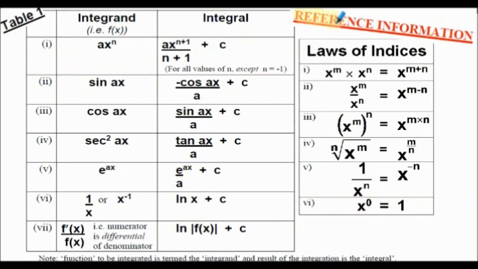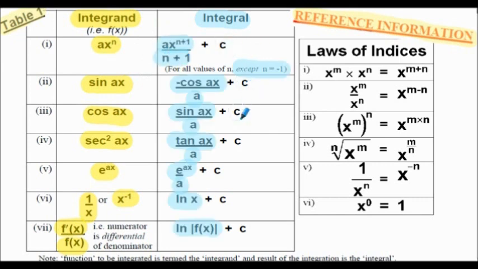Here's some reference information extracted from our previous presentation related to standard integration and use of standard forms. This is table 1 from the previous presentation. On the left hand side of the table we have the integrand. That's the various functions of x shown here that have been integrated: ax to the n, sine ax, cos ax, etc. Here's what's termed the integral. Once we've integrated the function of x, these are the solutions. Notice the constant of integration is shown here in each of the integrals.